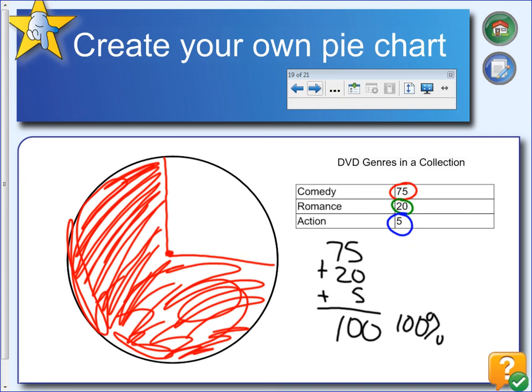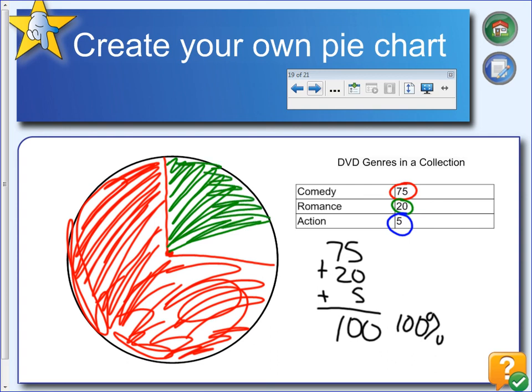But since we're just demonstrating what we're doing here, I'm just going to guess and say that looks like 20% to me. And we know that this is the 20% that indicates the romance section. And then I guess the 5% that's action is just everything that's left, because we already did everything else. We already did all of our sections, and it's 100%, which means the whole pie. So we have that one as our action section.